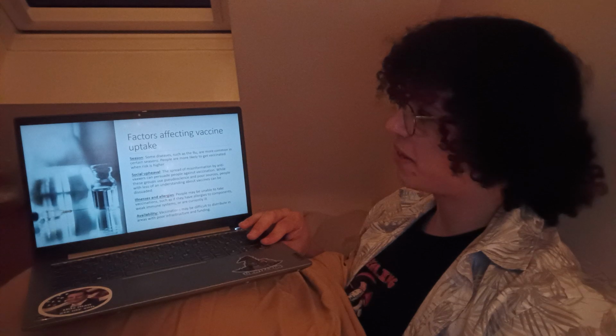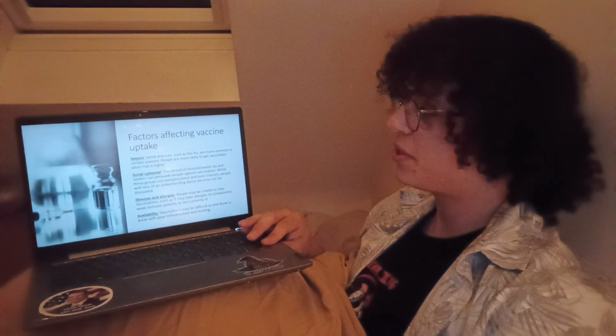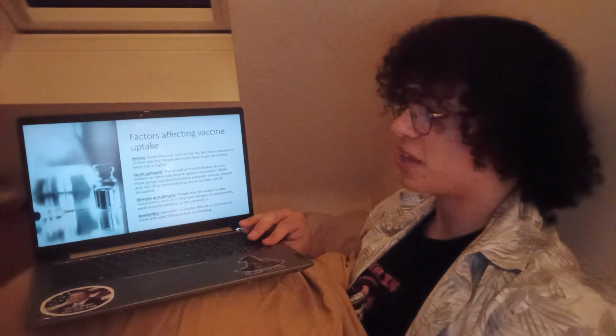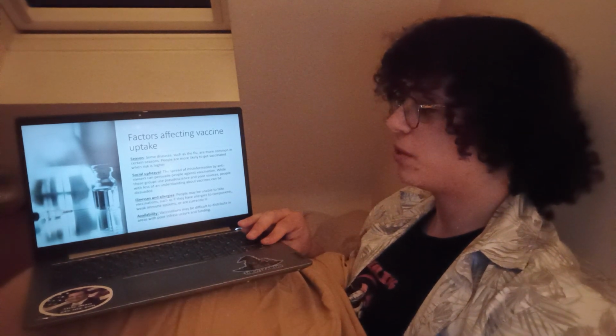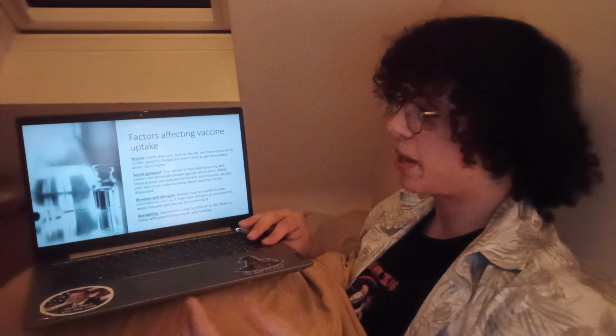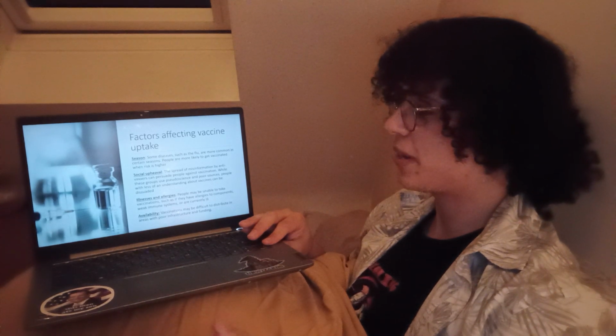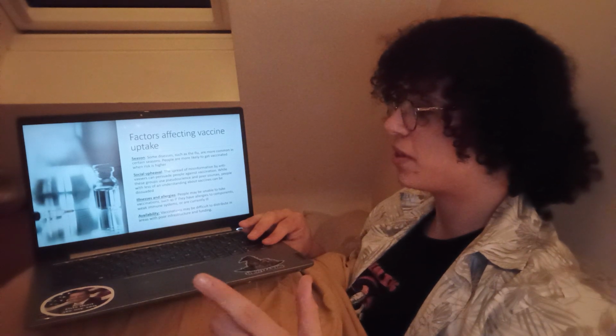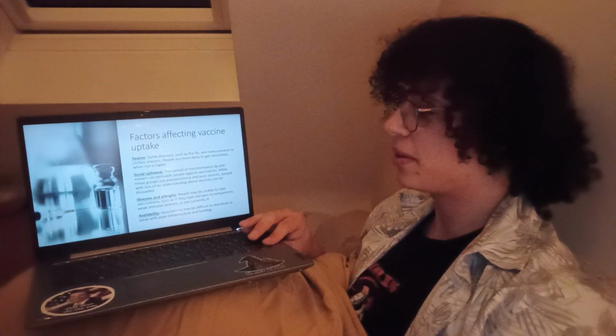The factors affecting vaccine uptake. The season. Some diseases such as the flu are more common in certain seasons. People are more likely to get vaccinated when risk is higher. Social upheaval. The spread of misinformation by, say, groups like anti-vaxxers can persuade people against vaccination. While these groups use pseudoscience and poor sources, people with less of an understanding about vaccines can be dissuaded.